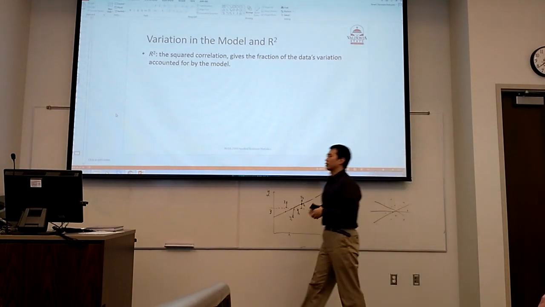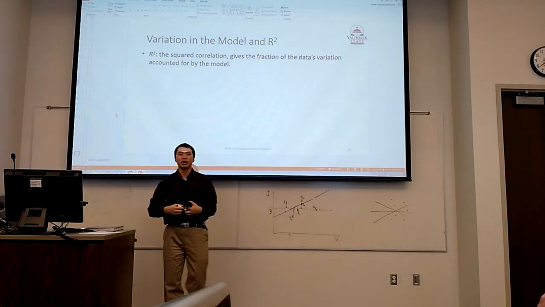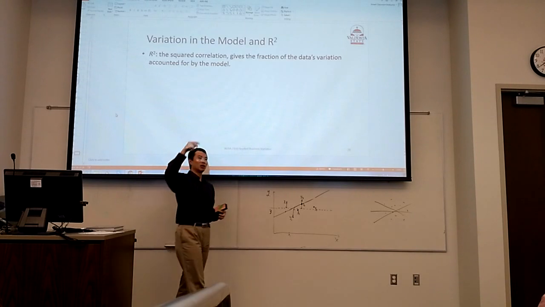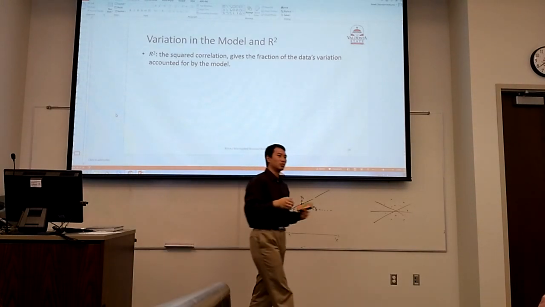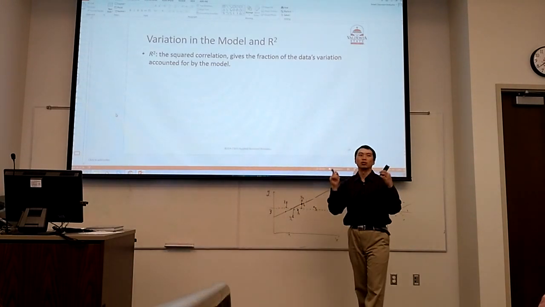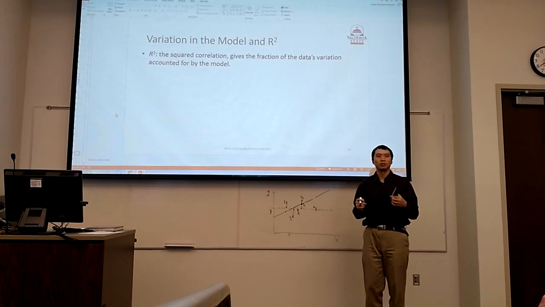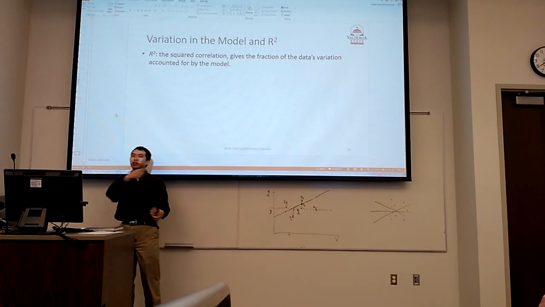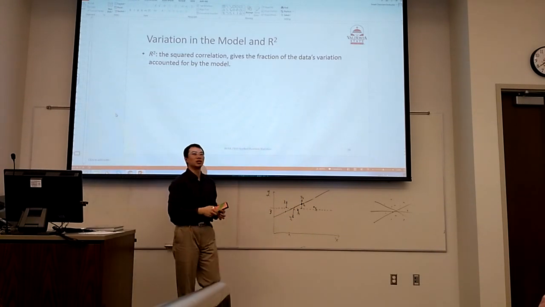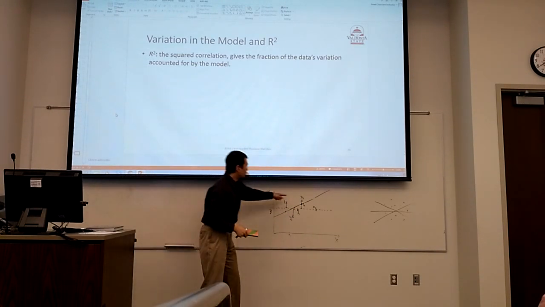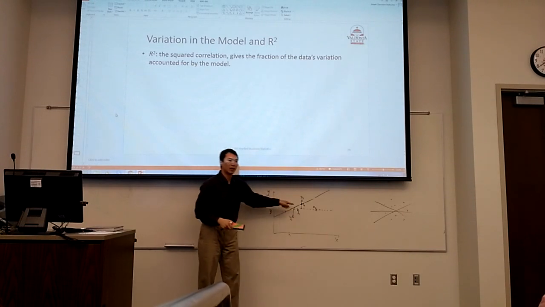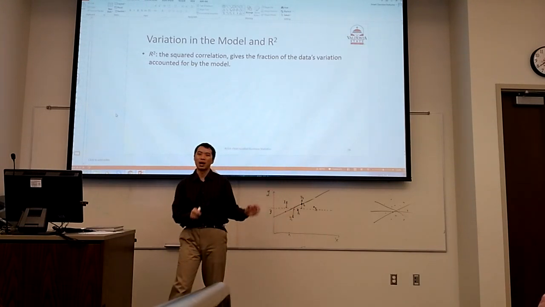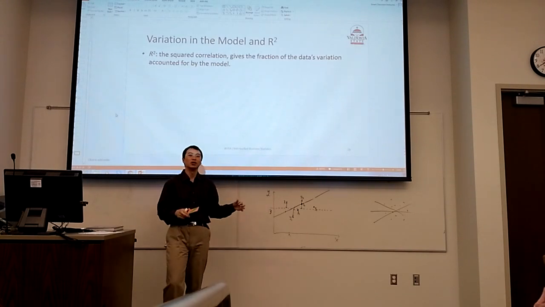So the range of R square is between 0 and 1. If we have a really large R square, that means that's a good fit. That's a good model. If R square is 0, that means there's no correlation between the actual data and the estimated data. That means we have a really bad estimation. We have a really bad regression model.